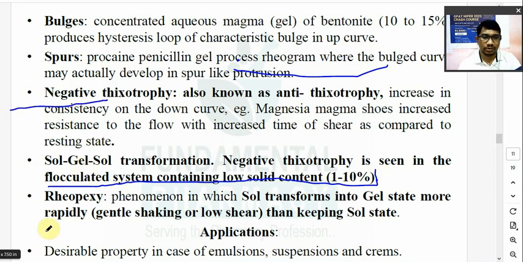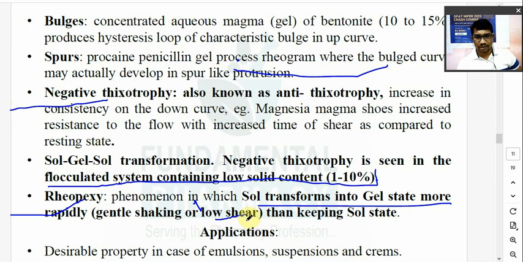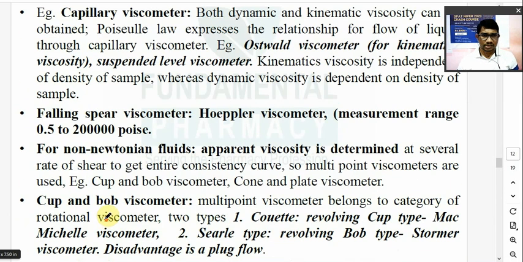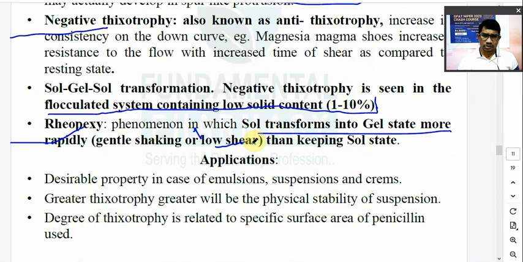Now rheopexy. What do you mean by rheopexy? The phenomenon in which a solution transforms into the gel state more rapidly, just gently by shaking, upon application of low shear rate, keeping in the sol state. Rheopexy मतलब क्या? Transformation of sol to gel just by applying a small stress or just by shaking. कुछ मटेरियल होते हैं जैसे थोड़ा भी शेक किया उसको, सॉल्यूशन जो है ना जेल में हो जाए. Sol is transformed to gel, rheopexy.